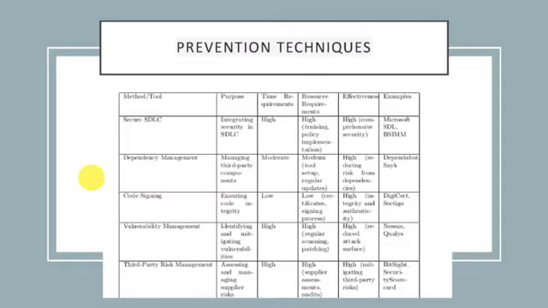The next slide is about the prevention techniques. We have explored five different methods: secure SDLC, dependency management, code signing, vulnerability management, and third-party risk management. Similarly, the same as we have done in detection, we cover the time requirements, resource requirements, effectiveness, and an example of each method.